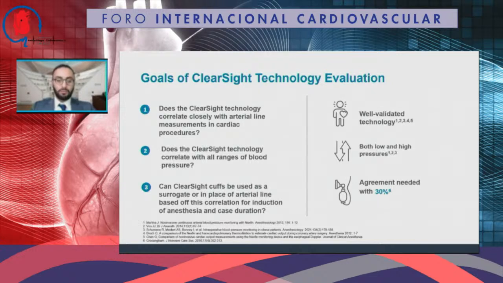It has been validated for both low and high blood pressures, but we wanted to sort of double check that, triple check that, so to speak, that on our patients at our institution in the real world, does it track low and high blood pressures? And our threshold, and this is sort of a threshold that's in the literature agreed upon, is that agreement is needed within at least 30% of the gold standard. And so that gold standard is the invasive radial arterial line.